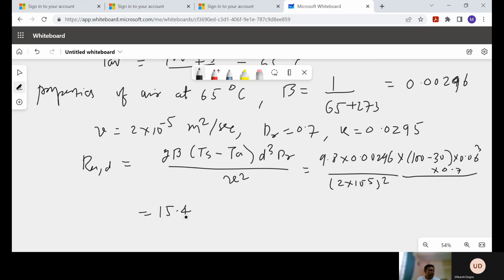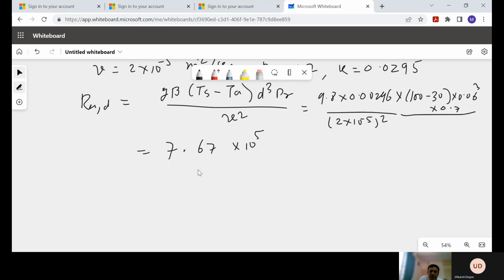So what we get from this equation is the Rayleigh number in terms of the diameter. The Rayleigh number is not 15.4. Rayleigh number comes around 7.67 into 10 raised to power plus 5. That is what the Rayleigh number we are getting. So from this Rayleigh number, then we can calculate the Nusselt number.